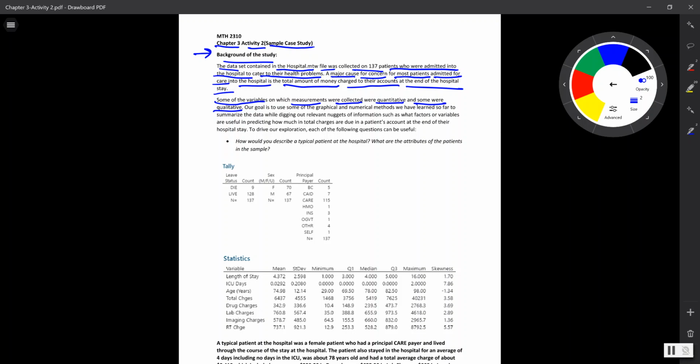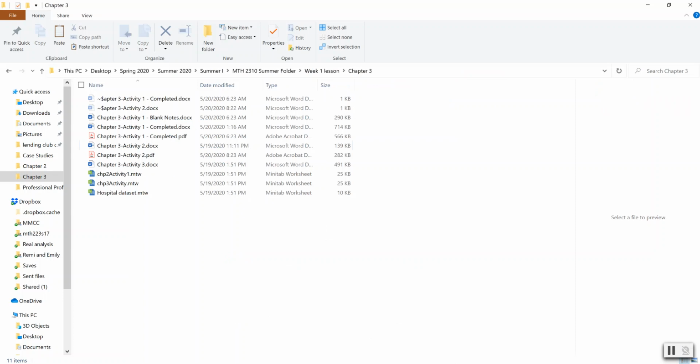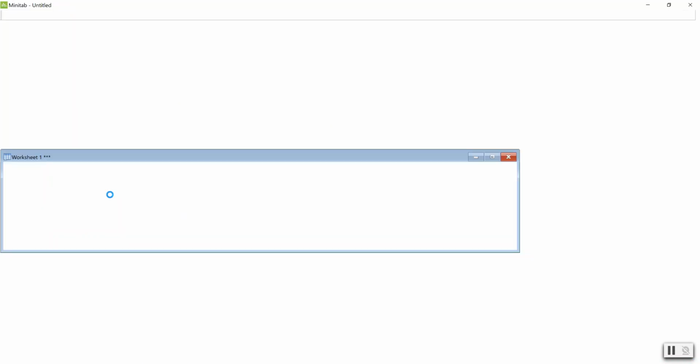At this point, we may ask, what data are we talking about? It's the dataset hospital.mtw. So we might be prompted to want to take a look at this dataset. This dataset should be contained in your weekly folder or in some other folder that your instructor might have pointed out in the instructions for the case study. So for me, I have stored it right here. So I have the hospital dataset. So I'm going to double click on it to open the document in Minitab.